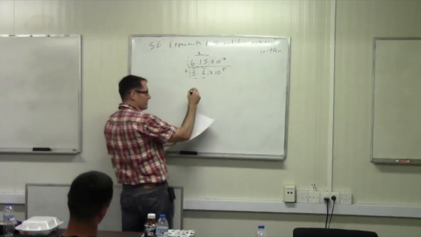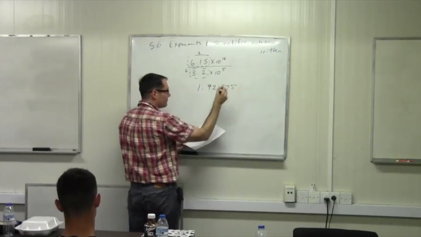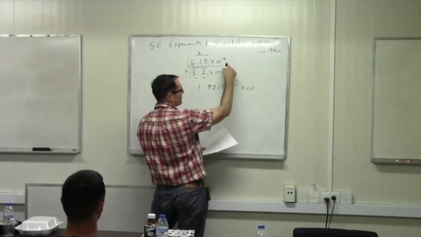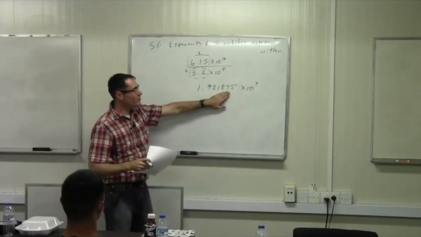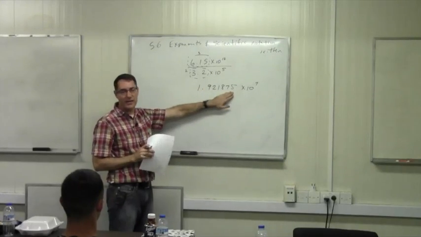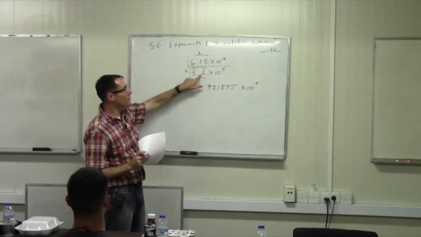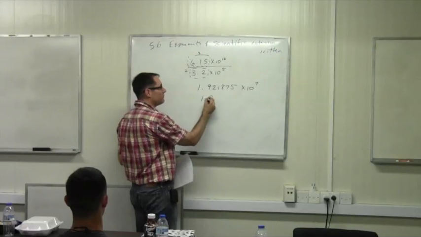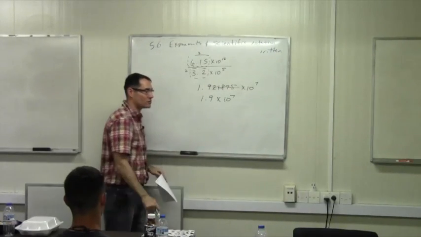You end up with 1.921875 times 10 to the 7th. But notice all these extra digits, they don't actually matter. This is like saying that 4 years for the dinosaur thing. Those ones don't actually matter. The only ones that matter are the 2 that come from the smallest one here. So really, you should round this to 1.9 times 10 to the 7th.